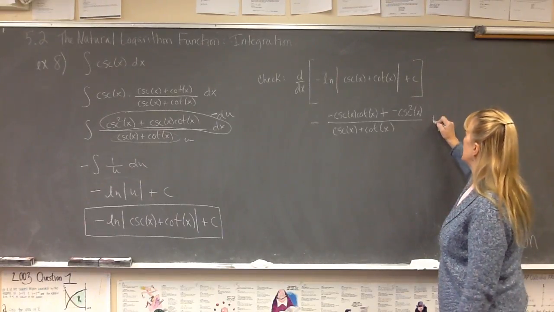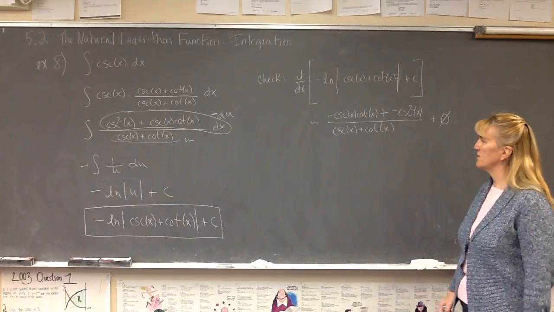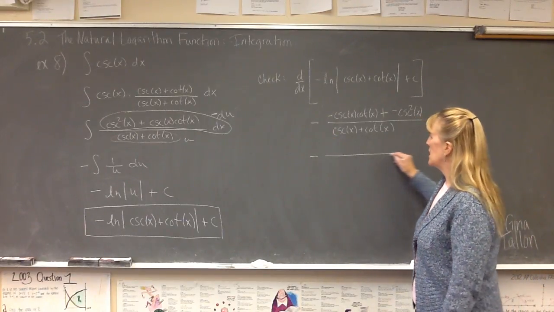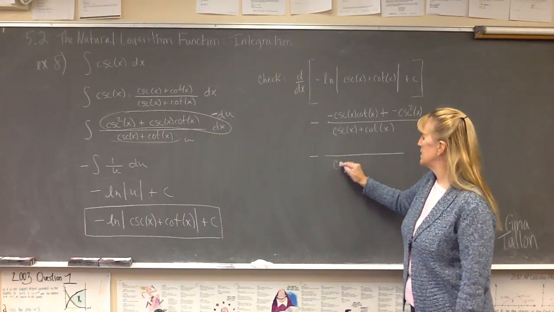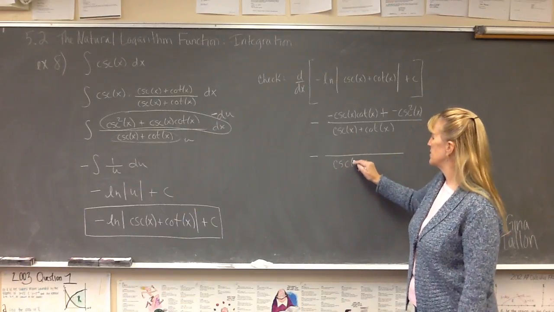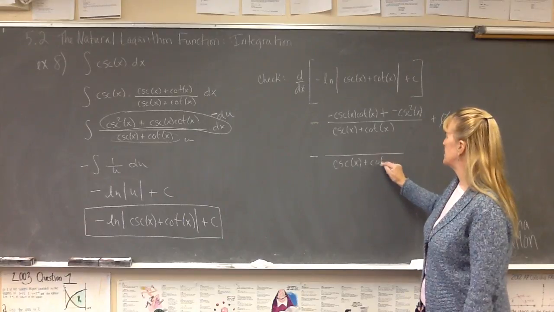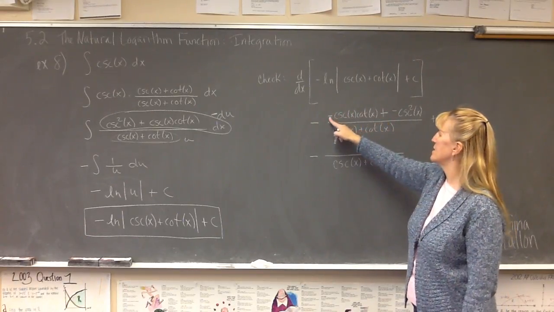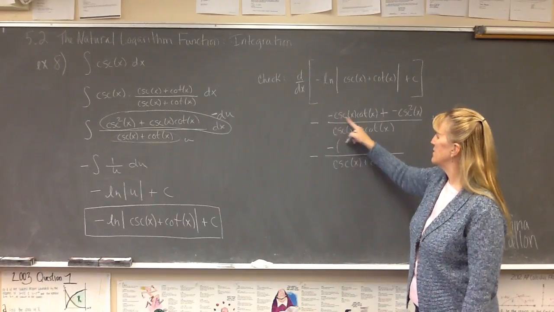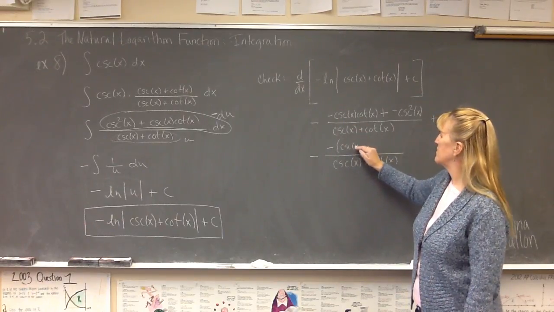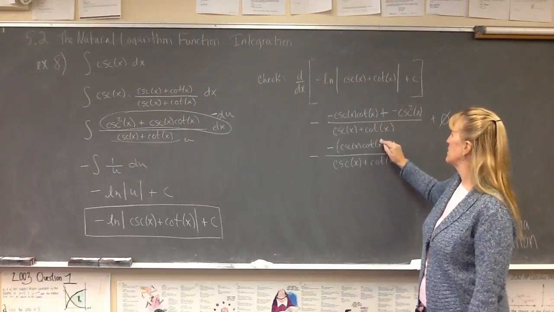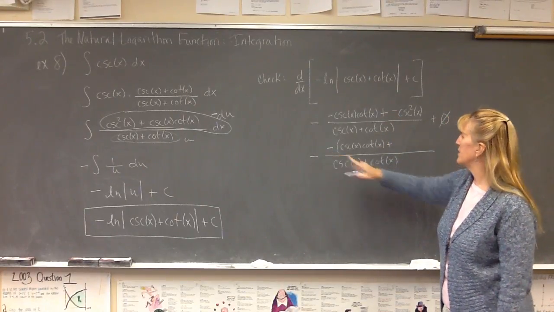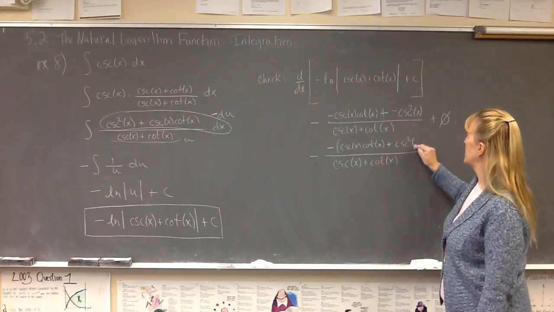The derivative of any constant is 0, so there's my plus 0. So I have a negative on the outside. I have this binomial on the denominator, so I'm just going to copy cosecant x plus cotangent of x. On the numerator, I'm going to factor out this negative sign right here. So I factor out that negative, and I'll have cosecant of x cotangent of x plus, that negative gets factored out here, cosecant squared of x.